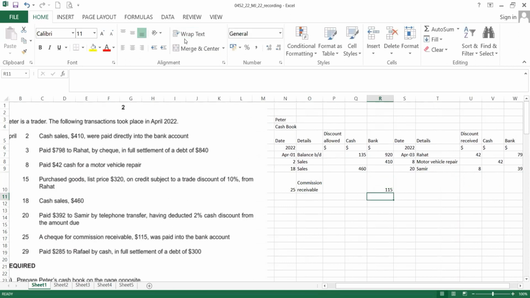And then on the 29th, pay Rahat by cash. Okay, this is by cash. Pay to Rahat. Rahat gets the settlement of that. So take 300 minus 285. So you get 15 and use the cash 285. So these are the transactions that took place.